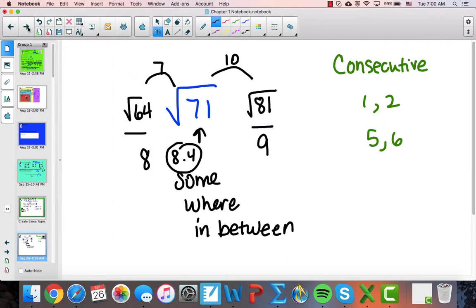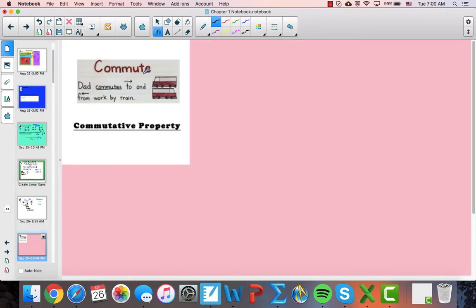All right, so the last thing that we need to talk about today is the properties of algebra. Now, every year you usually talk about the properties, but I want to put them in algebra terms. So the commutative property is like when Dad commutes to and from work.